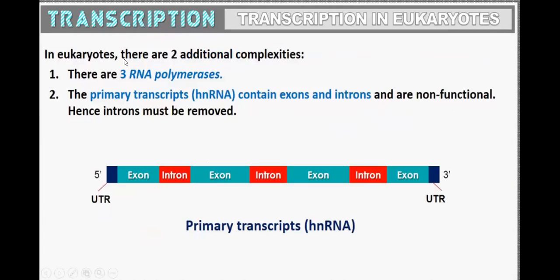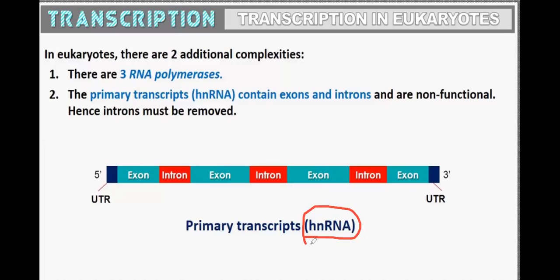In eukaryotes, there are two additional complexities. First, three RNA polymerases are required. Second, the primary transcript is heterogeneous RNA. Heterogeneous RNA means it has both exons and introns, and is non-functional. Hence, the introns must be removed. This primary transcript is also known as hnRNA.